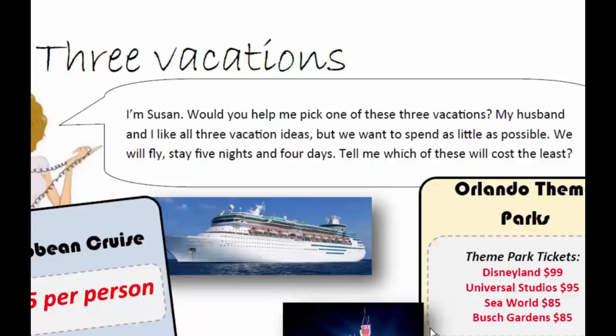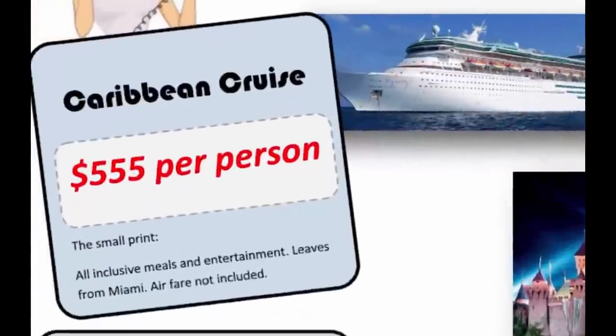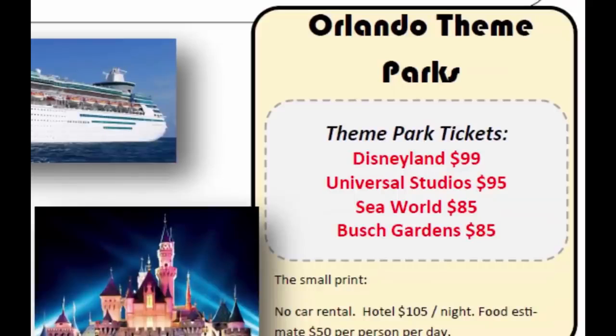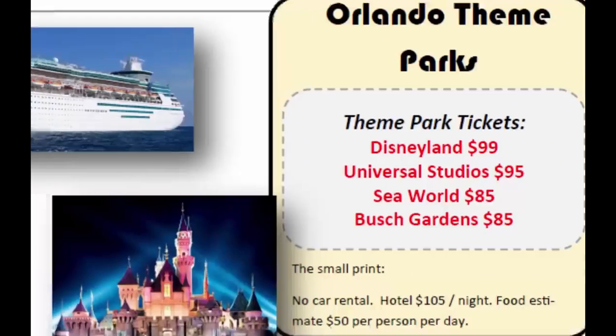Let's look at the details of what kind of vacations they are. The Caribbean cruise is the simplest. It's $555 with almost everything included. The only thing it does not include, it says here, is airfare. So we have to buy plane tickets to get to Miami. Orlando has theme parks. And so they're going to spend 4 days and look at each theme park. So for her, it's going to cost twice the price of each ticket. They're not going to rent a car, it says in the small print. They will spend money on a hotel, and they estimate $50 per person on food each day.